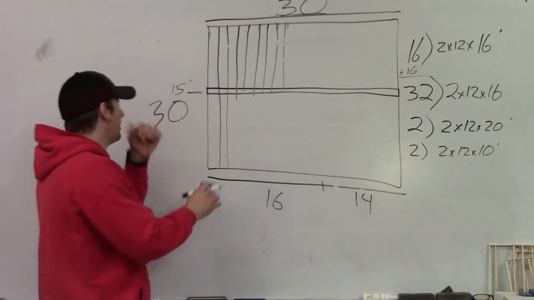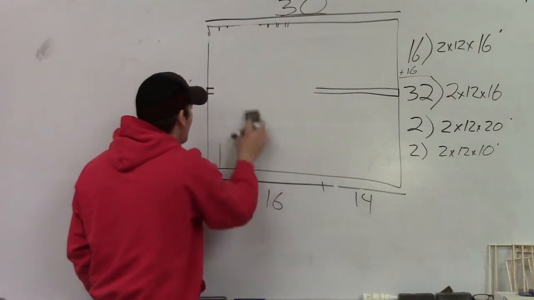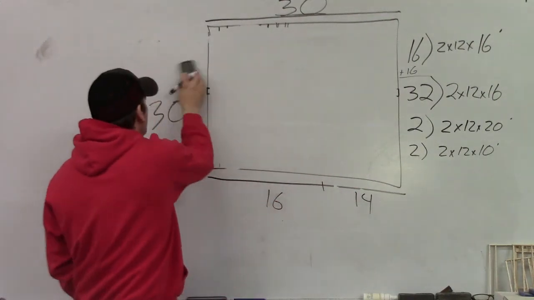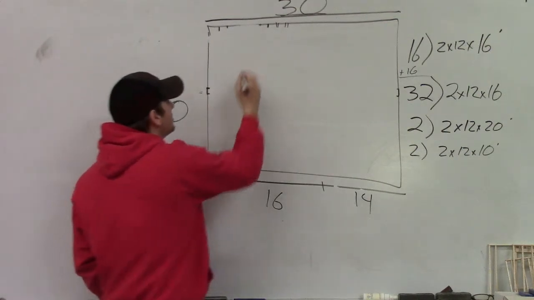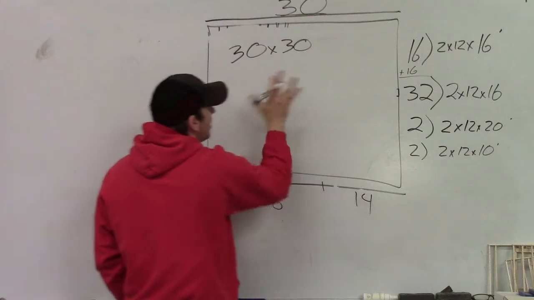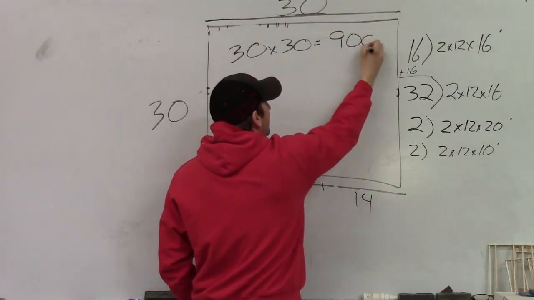All right, then we get our innards, or our subfloor, I should say, what's going on top of all of this stuff. So we get to find our square footage. 30 times 30, length times width, is going to give us our square footage of this inside area. We're going to get 900.